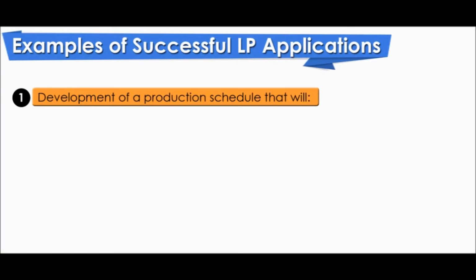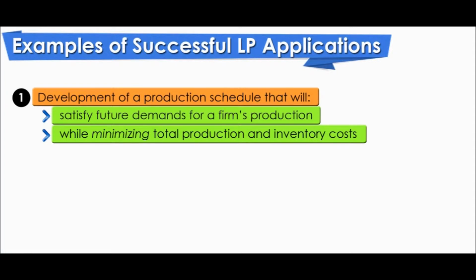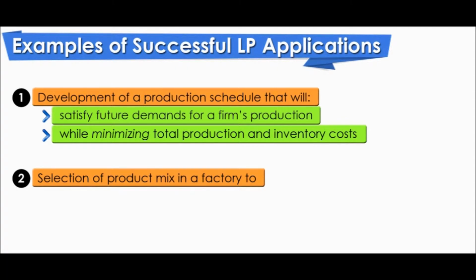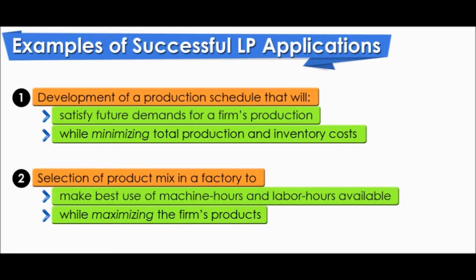Examples of successful LP applications. First example is development of a production schedule that will satisfy future demands for a firm's production while minimizing total production and inventory costs. Second example is selection of product mix in a factory to make best use of machine hours and labor hours available while maximizing the firm's profit.